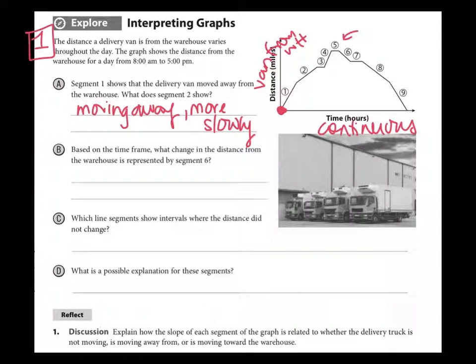Based on the time frame, which change in the distance from the warehouse is represented by 6? Okay, so notice in 6, the distance is going down. That would mean the van is getting closer. So based on the time frame, to me, that makes it sound like the van is starting to return back to the warehouse. So this is going to be the return trip, or the start of the return trip back to the warehouse.